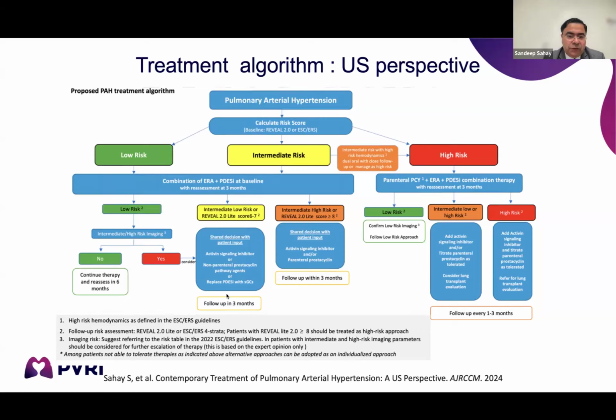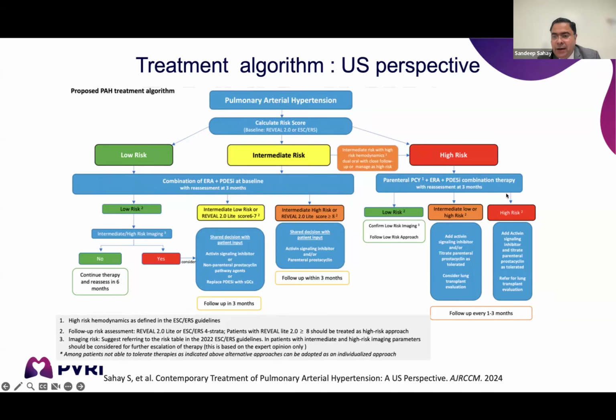The other approach, which was a little bit more expert opinion and currently not very well supported by the evidence, is that even if you are low risk, but if your echo doesn't look good and your RV is looking bad, we suggested that we can consider adding a therapy. Again, this is something more expert opinion rather than evidence-based at this time.